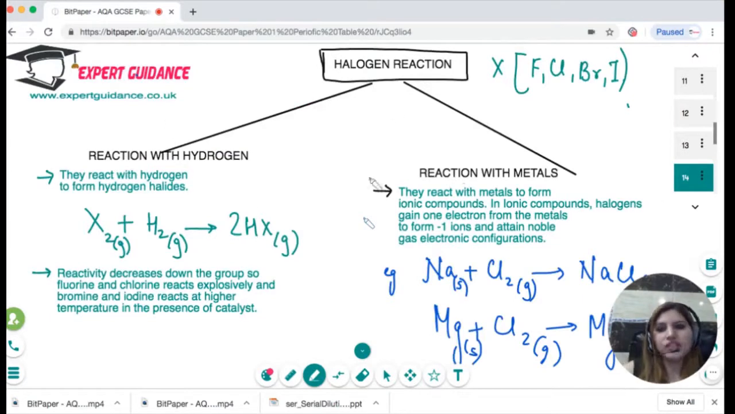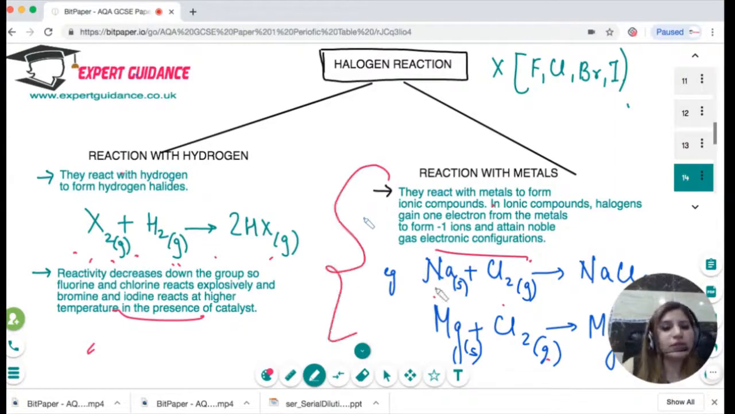Okay, now let's talk about their chemical reactions. When they react with hydrogen, they form hydrogen halides. With fluorine and chlorine the reaction will be more explosive because these are highly reactive, and for iodine or maybe bromine you might require a catalyst. When they react with metals, they form ionic compounds. They gain 1 electron from the metals and form the noble gas electronic configuration. This ionic bonding will be discussed in more detail in the structure and bonding unit.